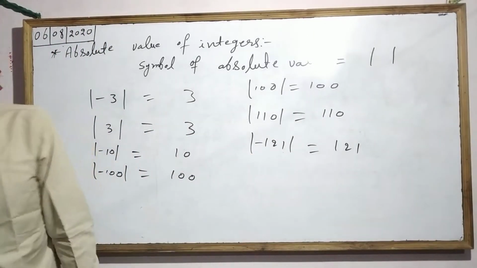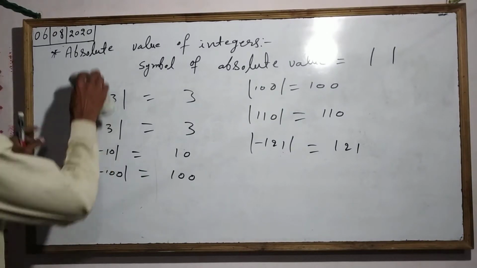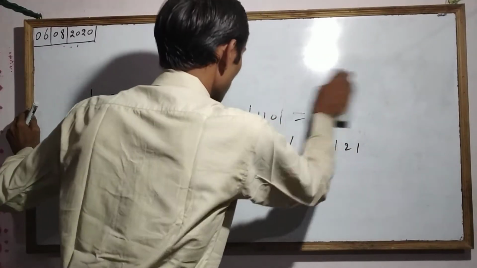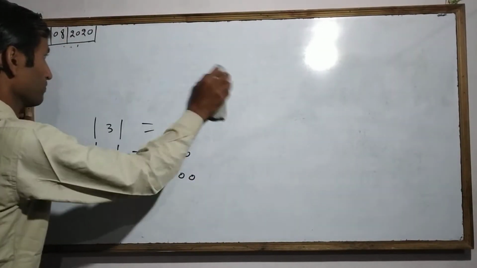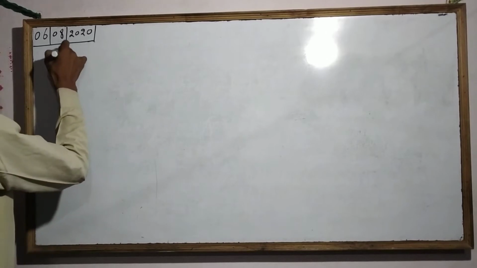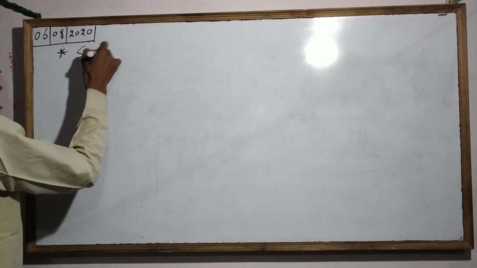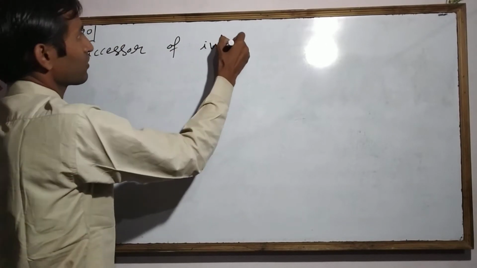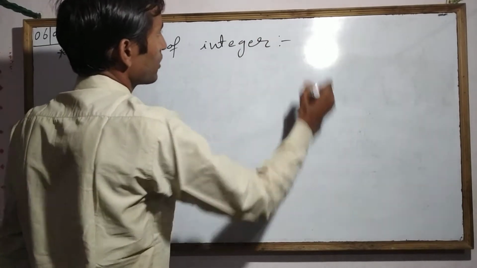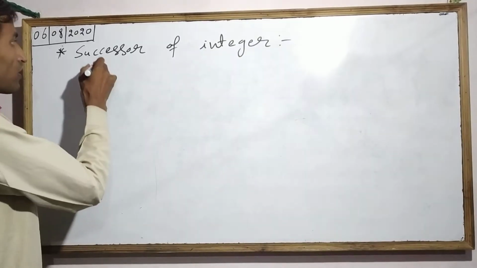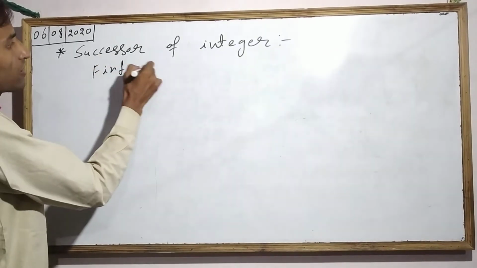Okay. Now we have to go to the next topic, successor and predecessor of integer. Successor: first of all, we have to find the successor of any given integer. Successor means +1. Okay. If any number is given, we have to find the successor. The question is like this: find the successor of the following integers.